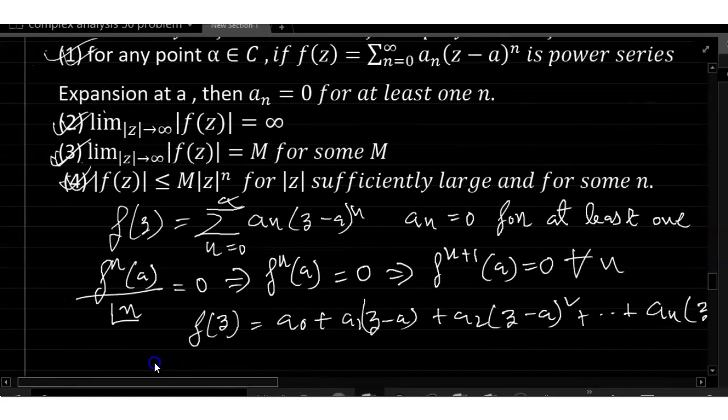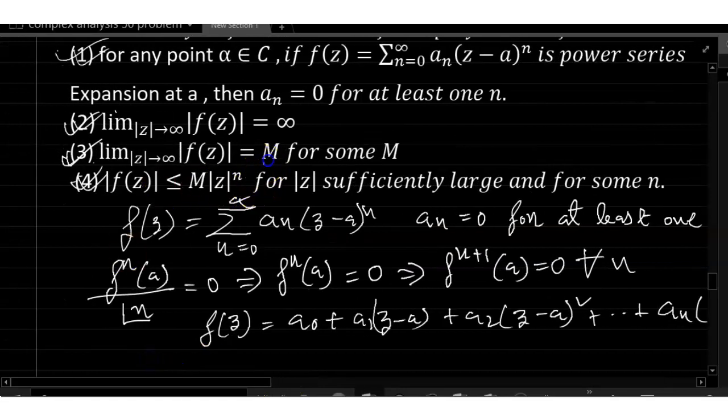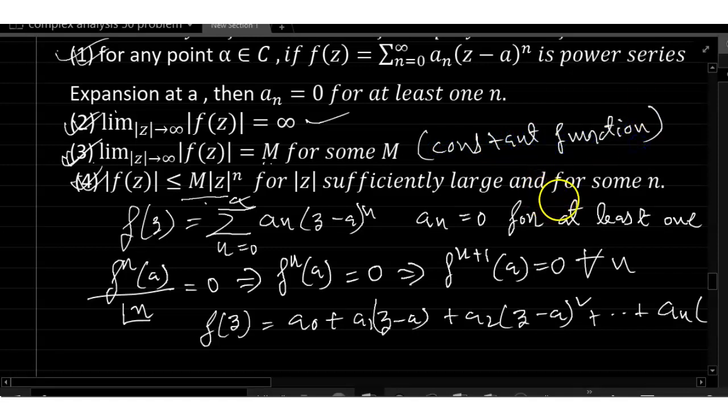So we can easily say that it is also bounded. Limit z tends to infinity, this is bounded. That means it is a constant function, and this is also correct, as this portion is correct, because z tends to infinity, mod then it is infinity. In here it is a constant function. So constant function is always polynomial.